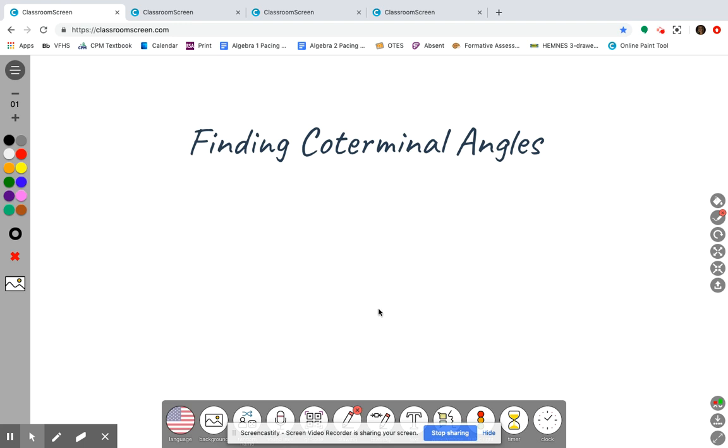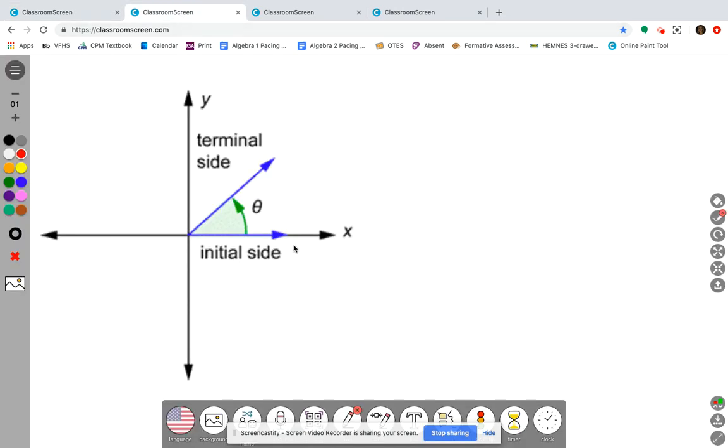This video is going to be showing you how to find coterminal angles. So first thing that we're going to go over is a little bit of vocab. The first thing that you need to know about the angle is what the sides are called. So this is the starting point on the x-axis, the initial side. And once you rotate it, the ray becomes an angle, and this other side of our angle is called the terminal side.